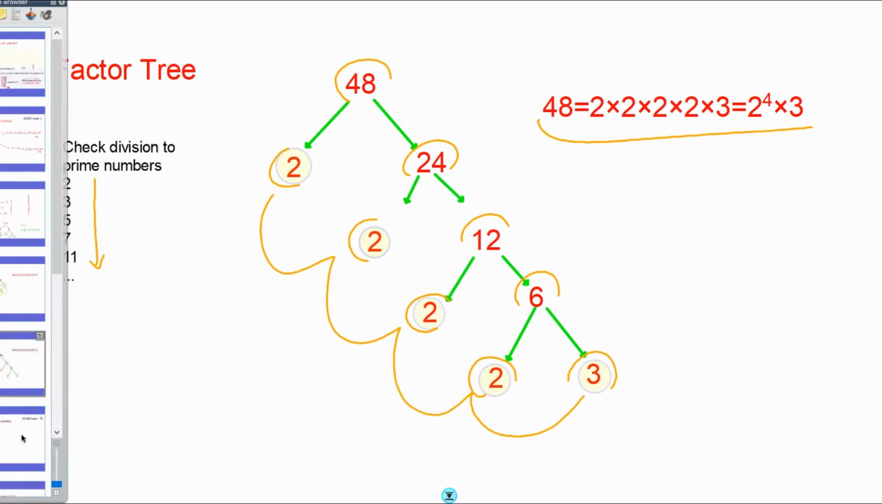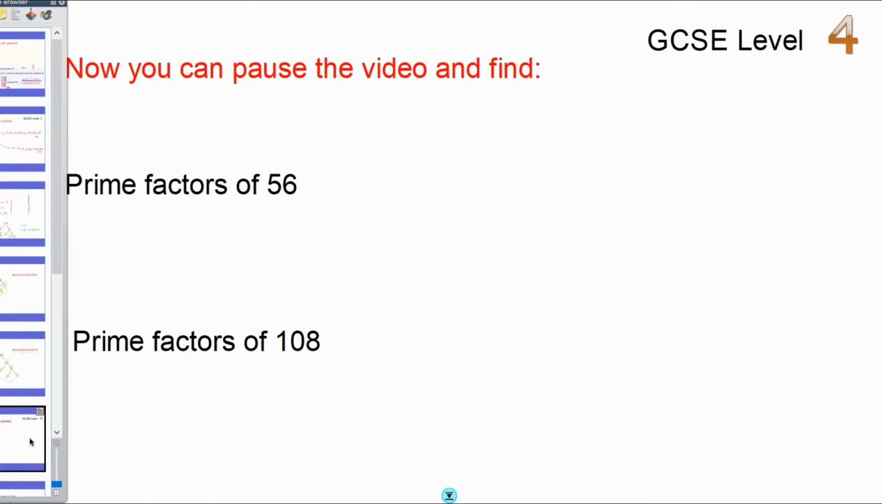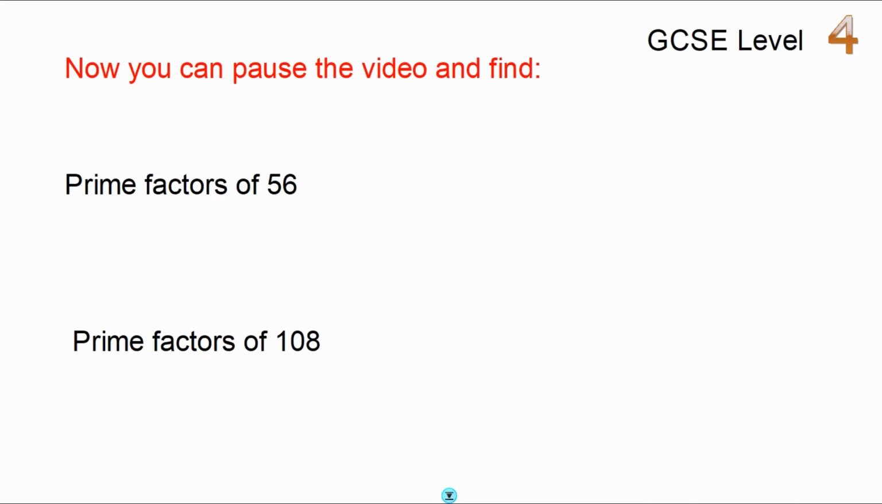So going to the next page, we have some practice questions again. This is a level 4, and if you can pause the video at this point to give yourself about 2 minutes for finding the prime factors of 56 and prime factors of 108. So if you have tried this, I'm going to look at basically the first one.